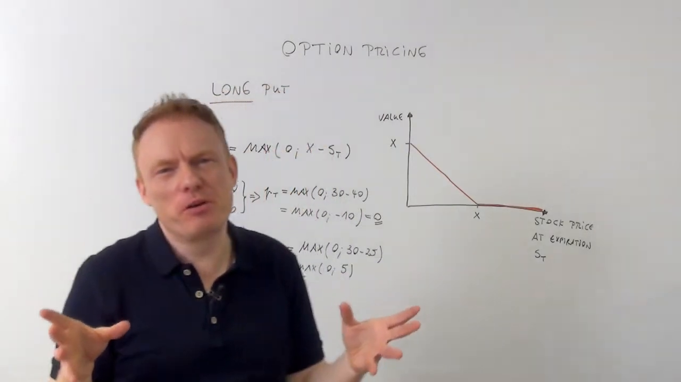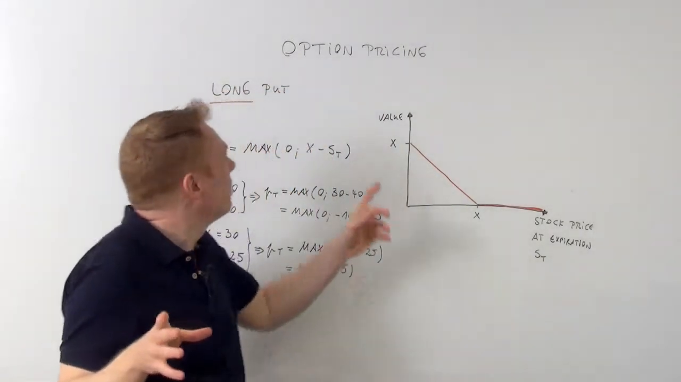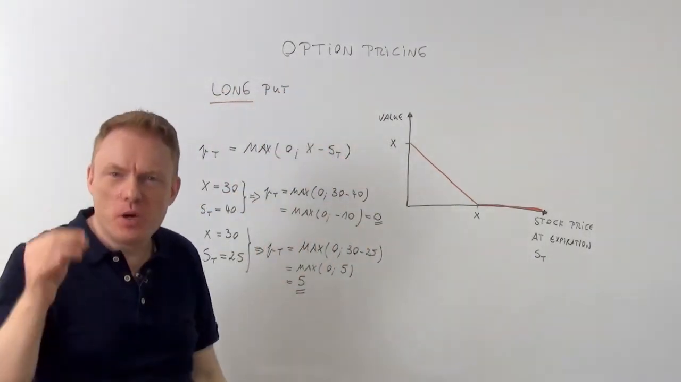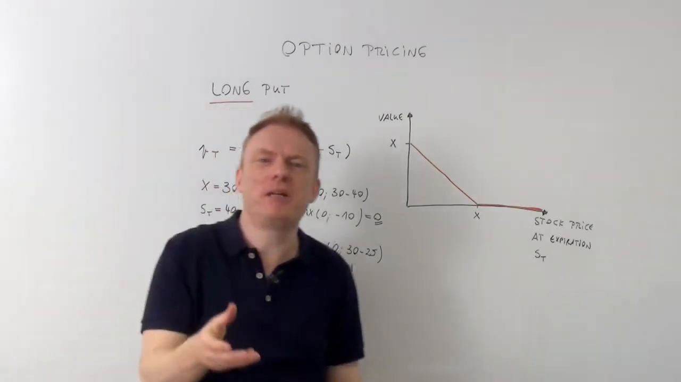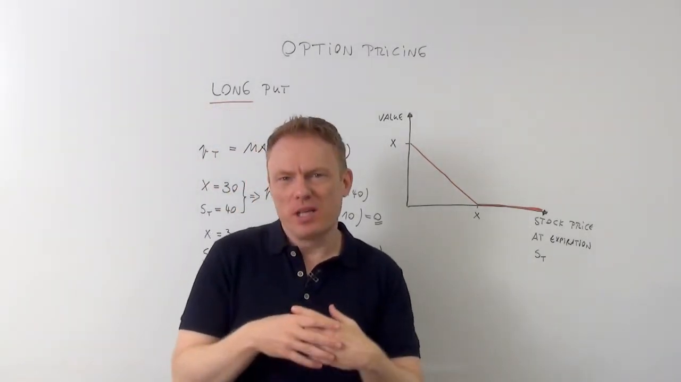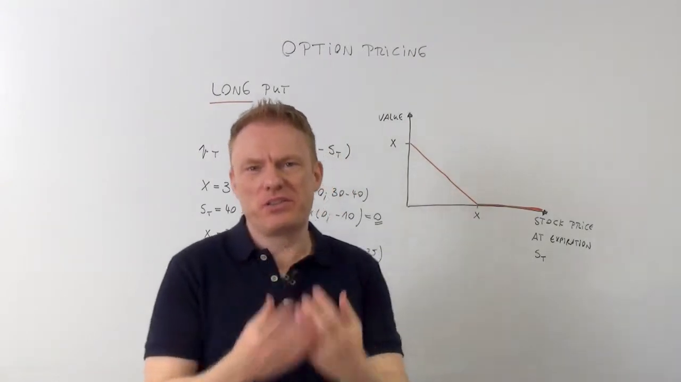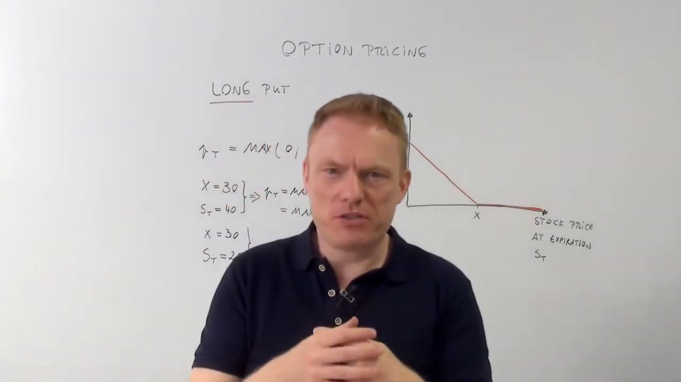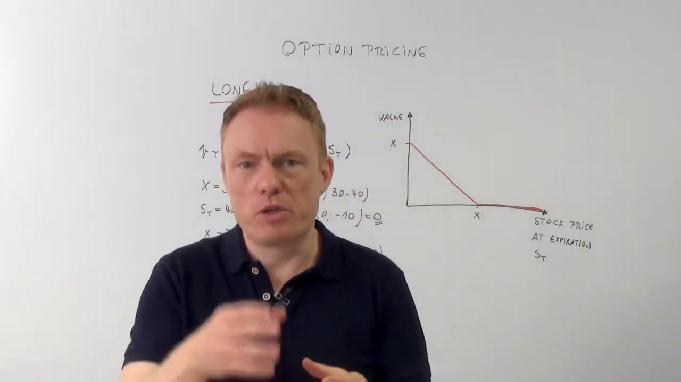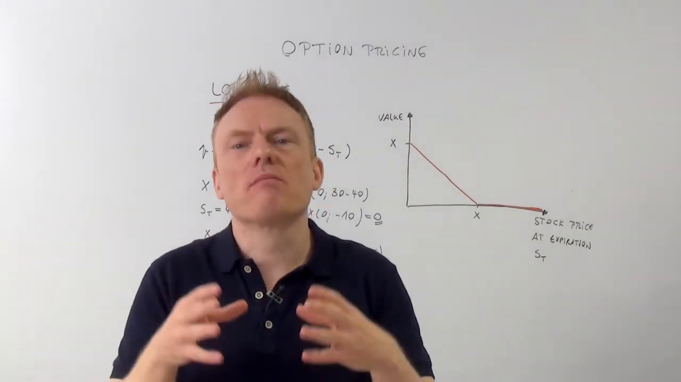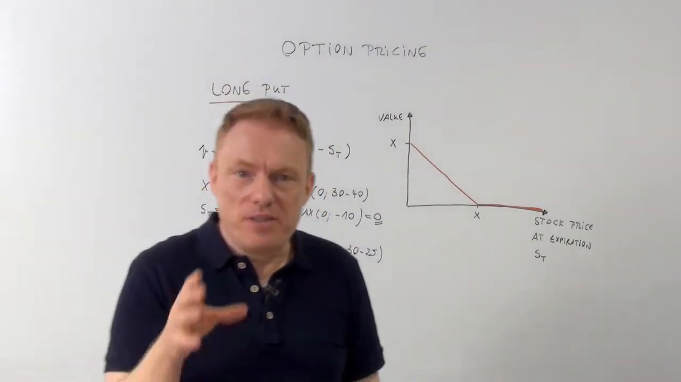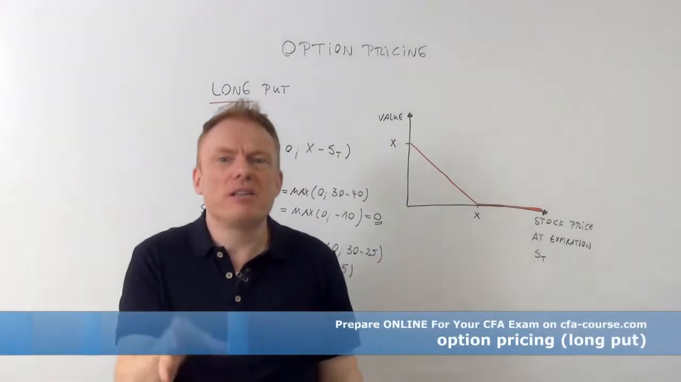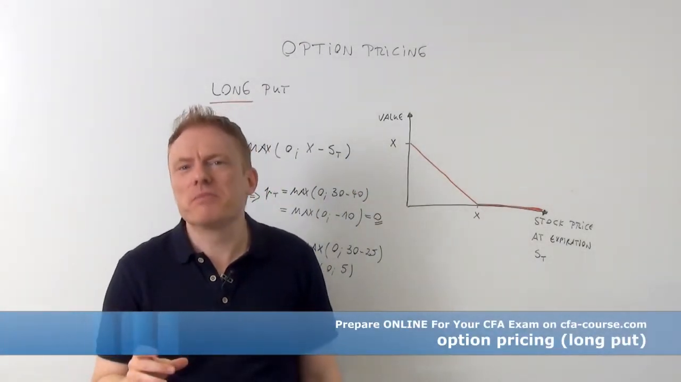This time we'll be talking about option pricing with regard to puts. What is a put? How can we explain a put? A put is the right to sell something. It is the right to sell an underlying, for example a stock, at an exercise price that is agreed upon at the outset.